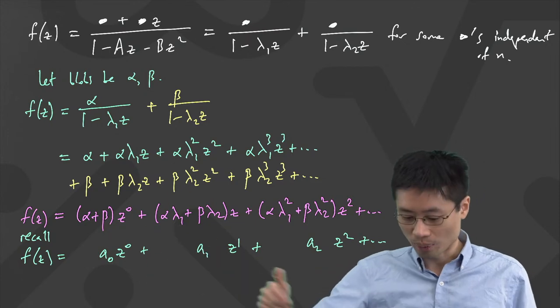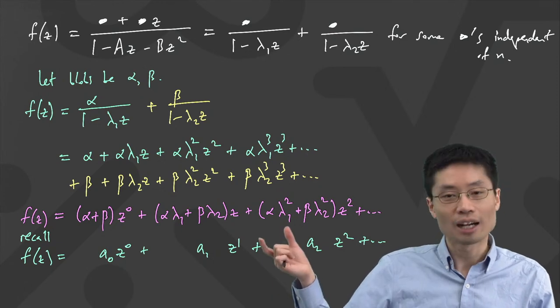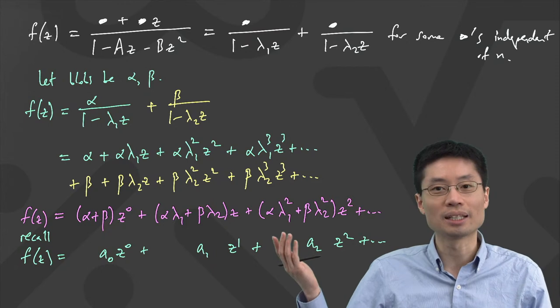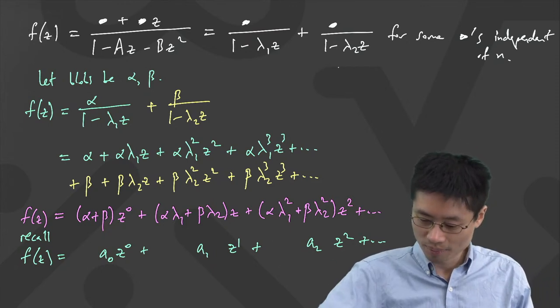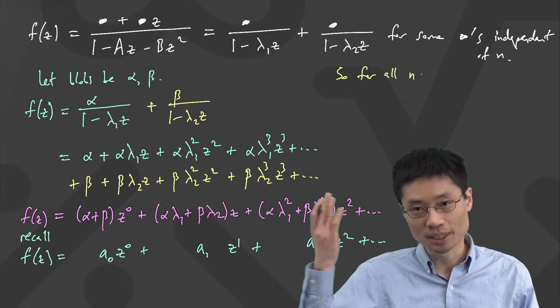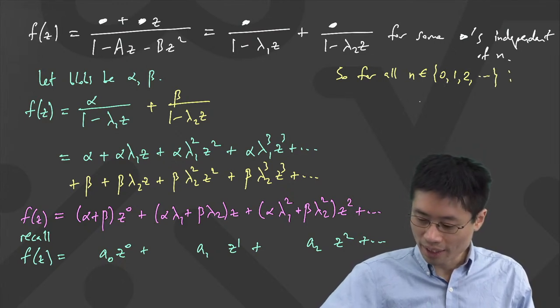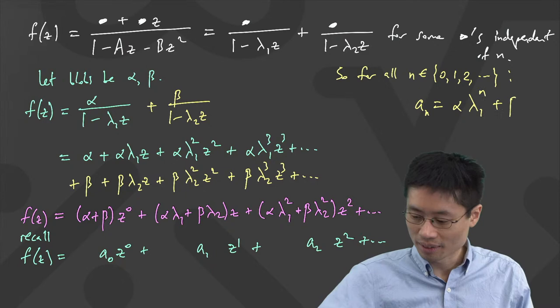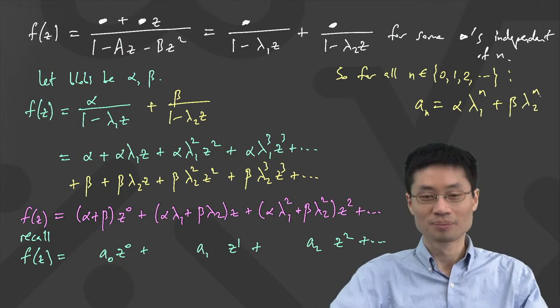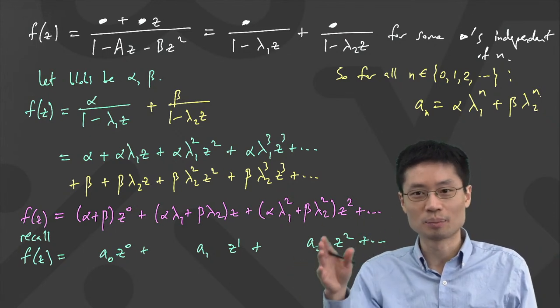Okay, so now we equate all of these things, and we just found out that, for example, a2 is equal to alpha times lambda 1 squared plus beta times lambda 2 squared. The punchline is, for all n, in this particular one that we did, for all n in 0, 1, 2, and so on, what I found out is that a sub n is equal to alpha lambda 1 to the n plus beta lambda 2 to the n. Very satisfying. That's exactly the same thing we got when we did our eigenvalues, when we did our matrix multiplications.